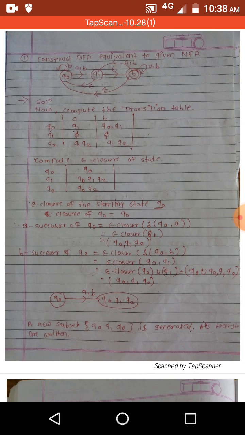Then we find the successor of Q0 on b: delta of Q0 comma b, because Q0 on b gives Q0 and Q1 in the transition table. So we find Q0's epsilon closure union Q1's epsilon closure. Q0's epsilon closure is Q0, Q1, Q2, union Q1's epsilon closure is also Q0, Q1, Q2. Then the new epsilon closure of Q0 is Q0, Q1, Q2. Then draw the diagram.